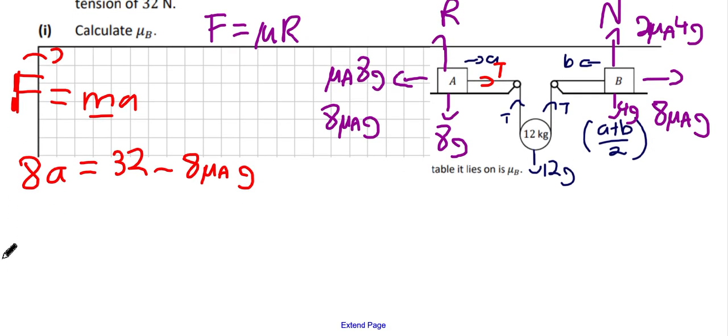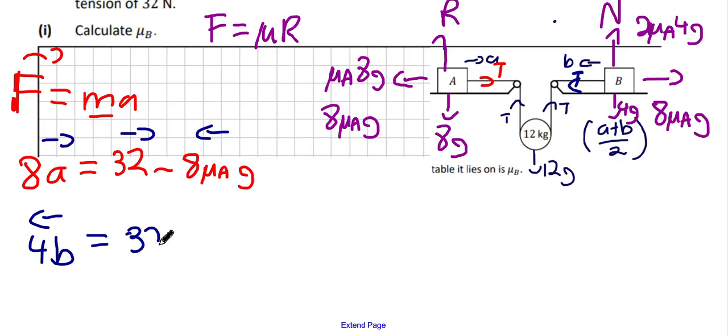We're going to do the same thing for B. What's the F value for B? Would you all agree it's 4 times big A? And it's going to the left. What force causes it to go to the left? No, that's the acceleration. Tension, which is 32. What's opposing that motion? Anybody? 8 mu A G. It is minus. Don't know what I was thinking.